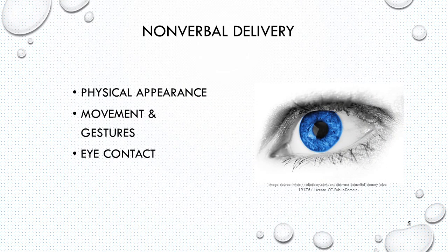Some of the aspects of nonverbal delivery include our physical appearance. How are we dressed? Are we wearing any kinds of jewelry? Do we have any tattoos that are visible to the audience? And so forth. How is our hair, and things of that nature. Also, any movement or gestures, whether they be facial gestures or hand gestures, or if we're moving away from the podium to come closer to the audience, or moving back to the podium, those are also examples of nonverbal delivery.